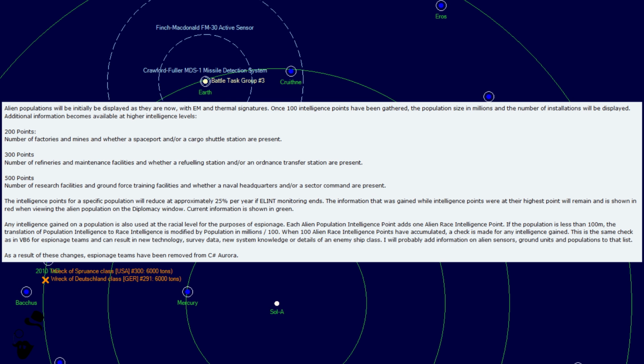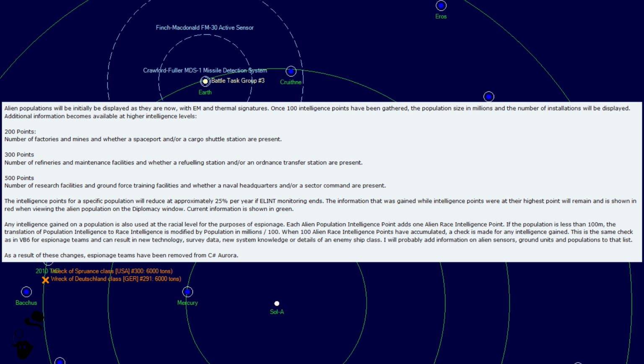Any intelligence gathered on a population is also used at the racial level for the purposes of espionage. Each alien population intelligence point adds one alien race intelligence point. If the population is less than 100 million, the translation of population intelligence to race intelligence is modified by population in millions divided by 100. When 100 alien race intelligence points have accumulated, a check is made for any intelligence gained. This is the same check as in VB6 for espionage teams and can result in new technology, survey data, new system knowledge, or details of an enemy ship class. There will probably be information added for alien sensors, ground units, and populations to that list.